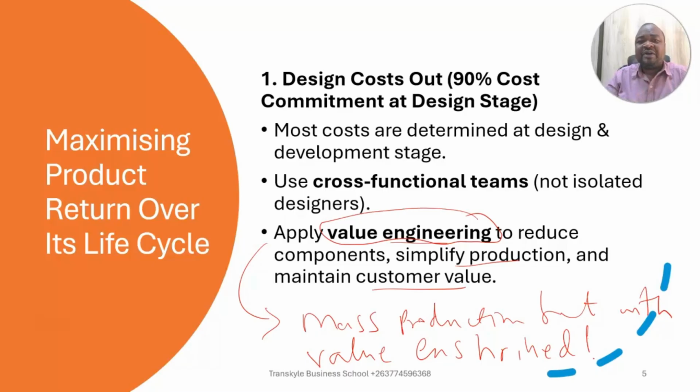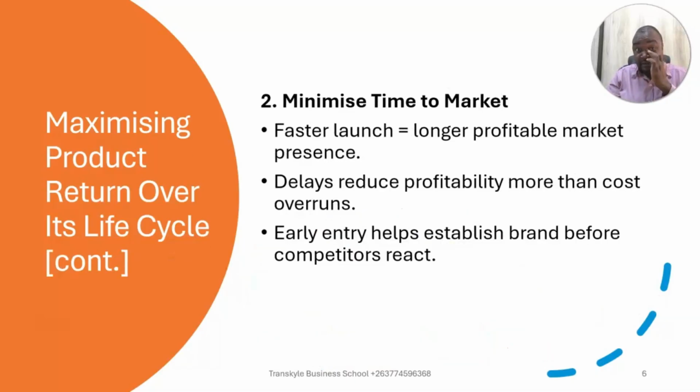There's also the aspect of value retention. All right, we can produce more, but while maintaining the value required. Okay, that's value engineering. Also, the aspect of simplified production. We need to ensure that we cut costs as far as possible, so that at design stage, the cost of production is minimized. Then we need to minimize time to market.